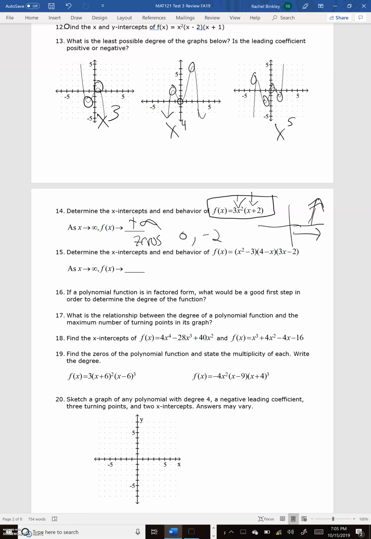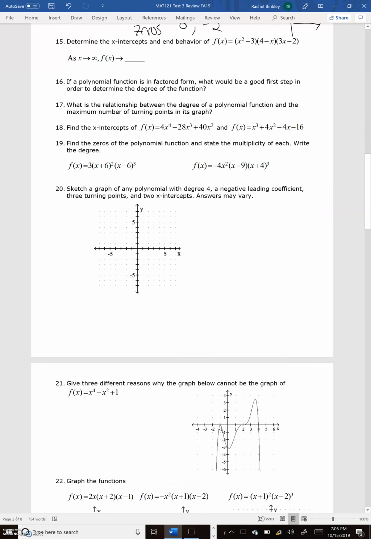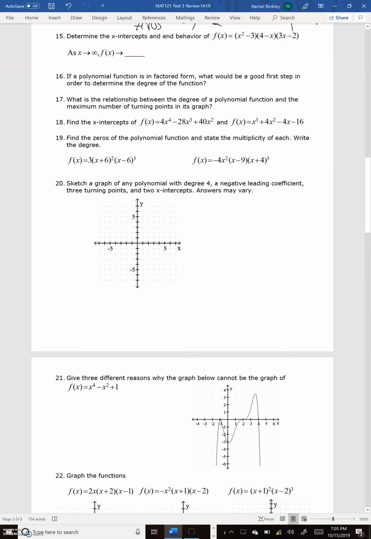Determine the x-intercepts, and oh, I did 14. I didn't have to do that. Number 15 is going to be the same as 14, so I'm going to skip that one. But if you want to get extra practice, then you can do 15.